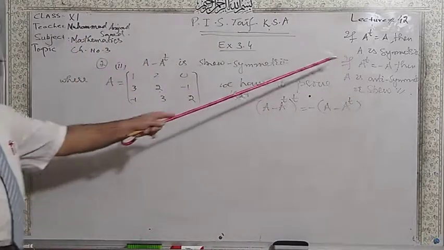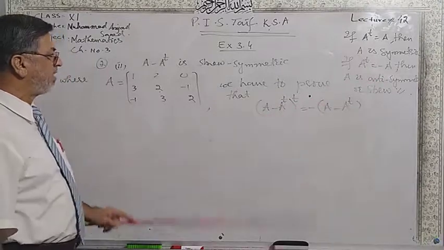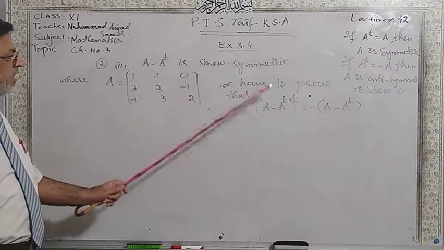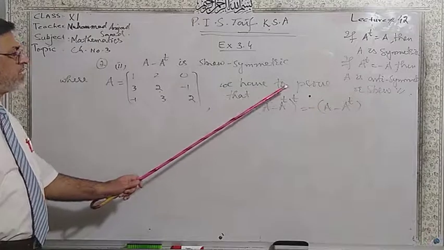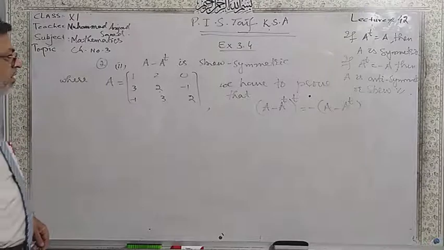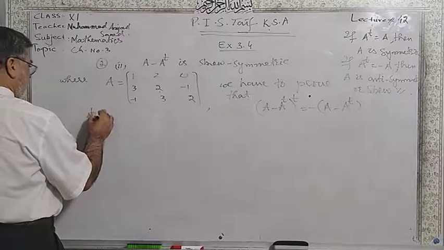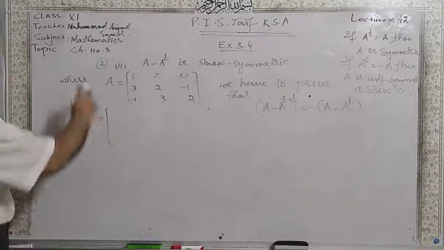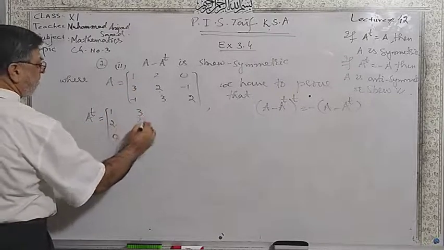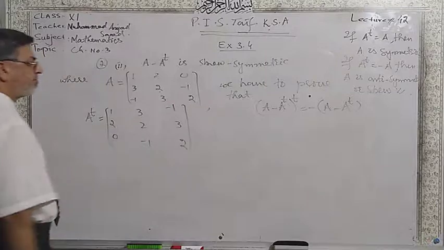Remember that if A transpose equal to minus A, then A is anti-symmetric or skew symmetric. And in case of A minus A transpose skew symmetric, then you will write down A minus A transpose whole transpose equal to minus into A minus A transpose. Now first of all we will find A minus A transpose. First of all, write down A transpose by interchanging rows into columns. First row becomes first column, second row becomes second column, and third row becomes third column.